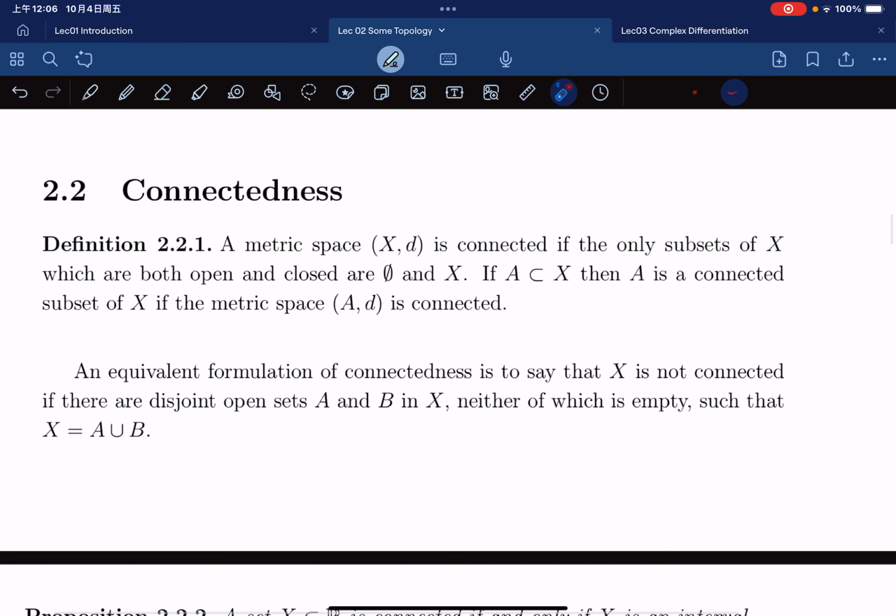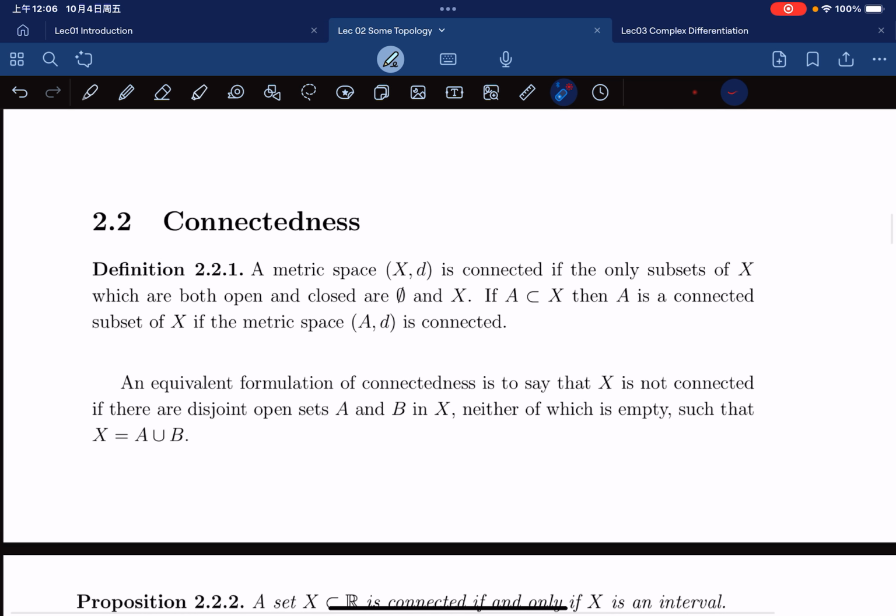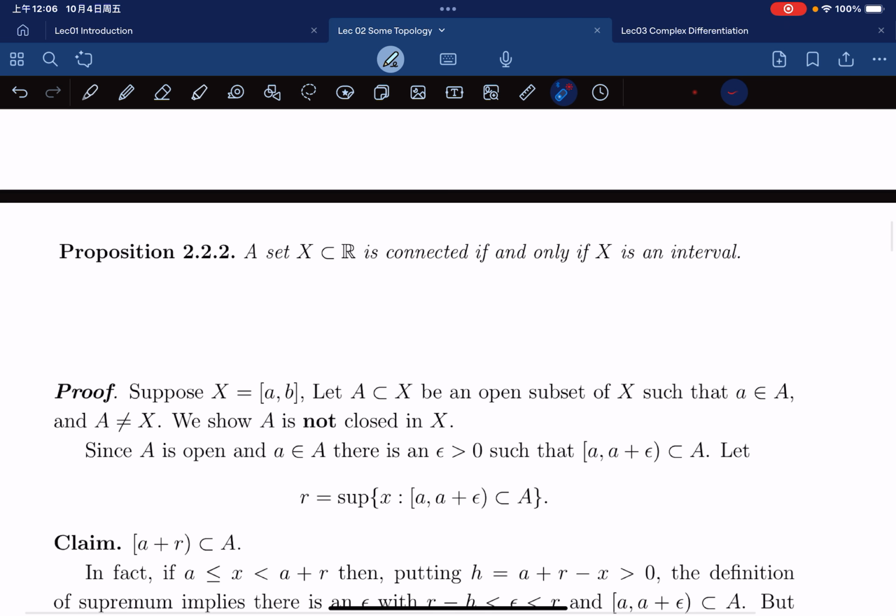And connectedness: a metric space is connected if the only subsets that are open and closed at the same time are the empty set and the entire space. And we say a subset is a connected subset if it is connected as a metric space, right? So here we have the relative topology, or the subspace topology. And the equivalent formulation is that there are no disjoint sets A, B, non-empty, that constitute a separation of X, right? And we have that a set in the reals is connected if and only if it is an interval.